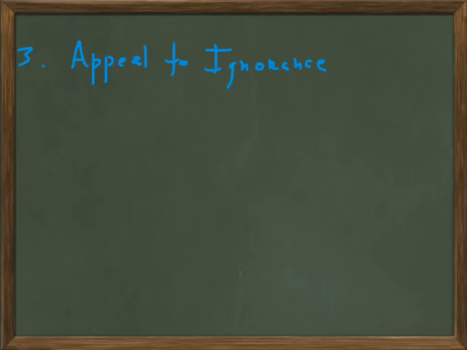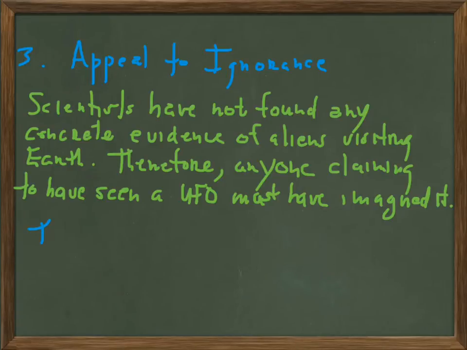Here is a third type of fallacy in argument called the appeal to ignorance. So let's take a look at this statement, which contains an appeal to ignorance type of argument. Scientists have not found any concrete evidence of aliens visiting Earth. Let's assume that premise is true. I think most people would accept that it's true. Therefore, anyone claiming to have seen a UFO must have imagined it. This part right here is the conclusion. Is that a valid conclusion to reach?